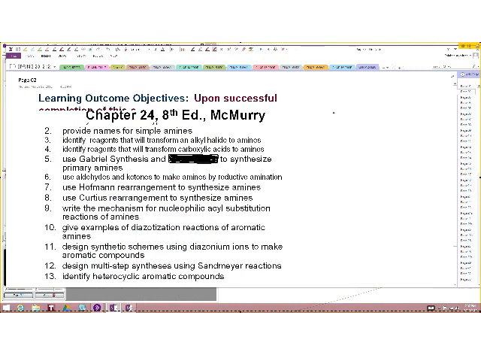This next slide simply gives you a list of learning outcome objectives. You should use this as a study guide. In other words, upon completion of this chapter, you should be able to perform all of these activities on this slide. For example, provide names for simple amines and design multi-step synthesis using what we call Sandmeyer reactions. So all of these things you should be able to do upon completion of this chapter.